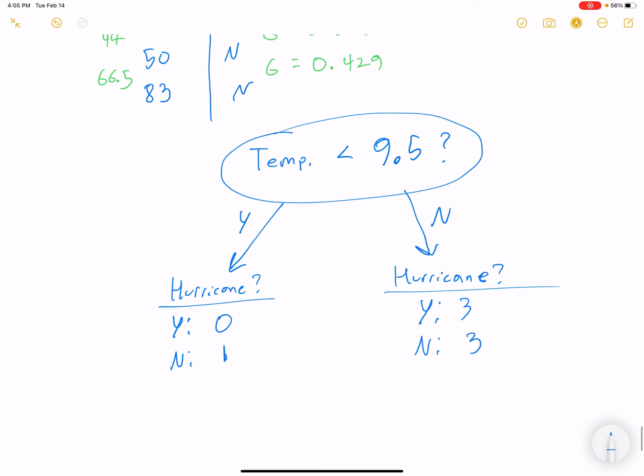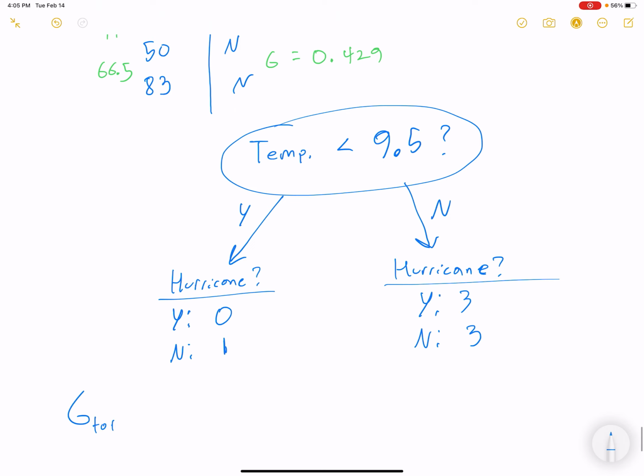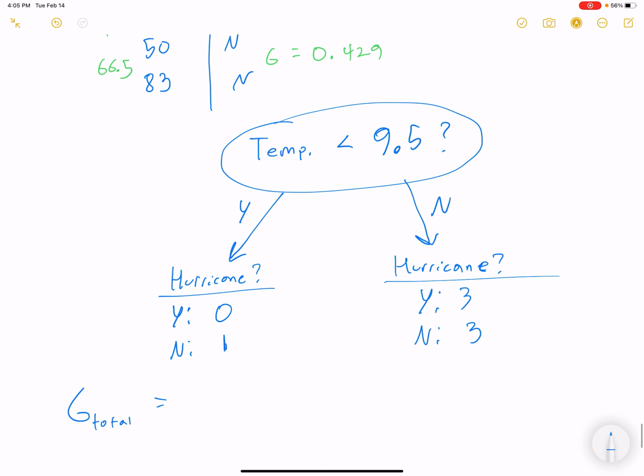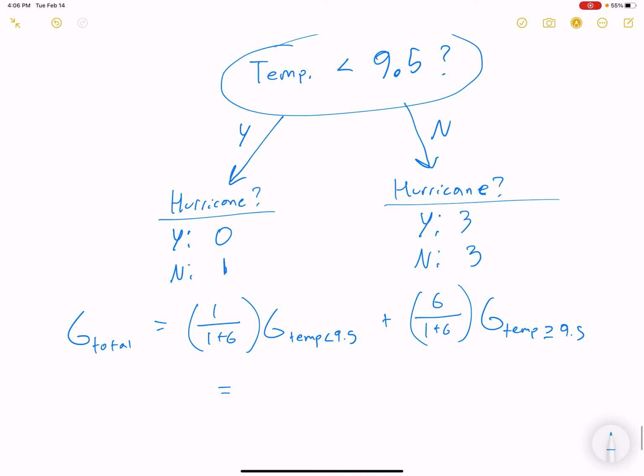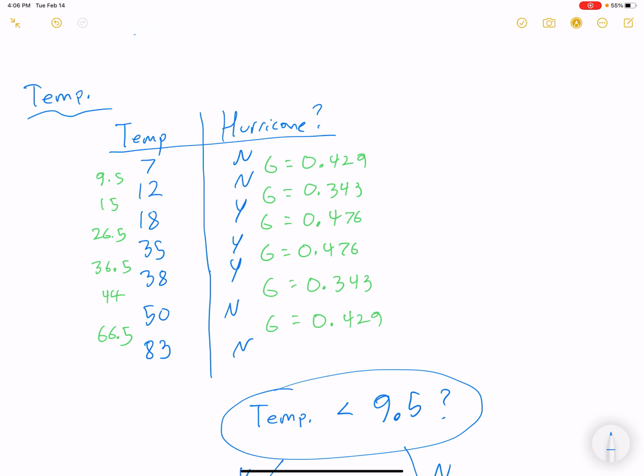And you would do, I'm not going to write all this out, but the total Gini impurity is the weighted average between Gini for temp less than 9.5 plus the Gini calculation for temp greater than or equal to 9.5, and each of those components are the same as before, which happens to be 0.429, and so that's how we get this 0.429 for the 9.5.